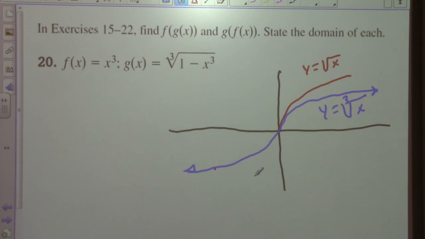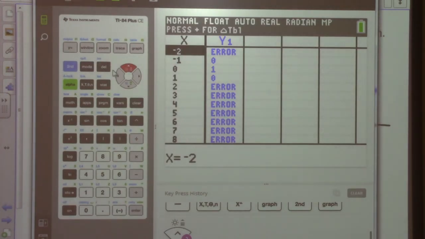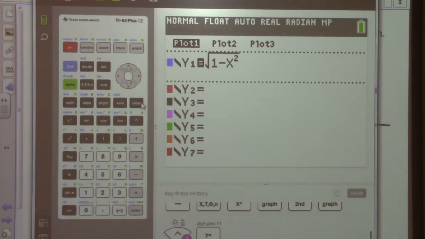Now, Angel, you were asking about how do you do this in a calculator? If you have g of f of x, that's going to be the cube root of 1 minus x to the 9th power. Is that what you got? Okay, so I'm going to put this in a calculator to just see what it looks like. So cube root, right?